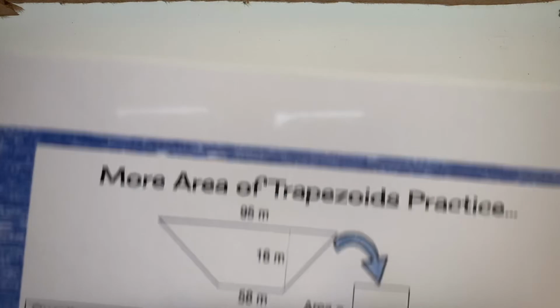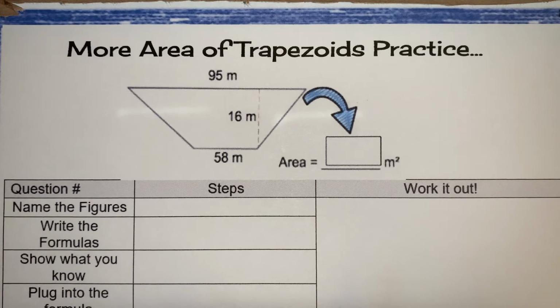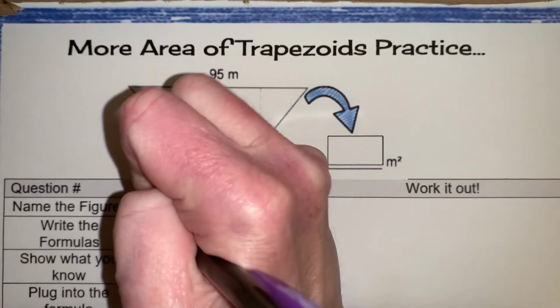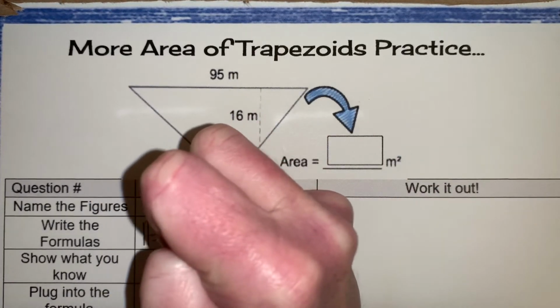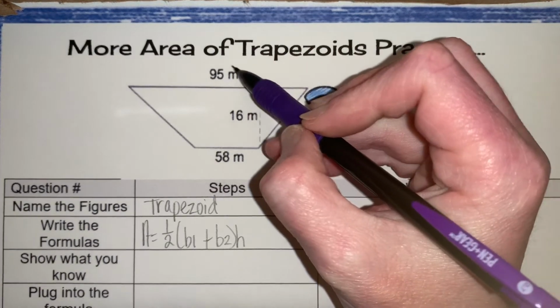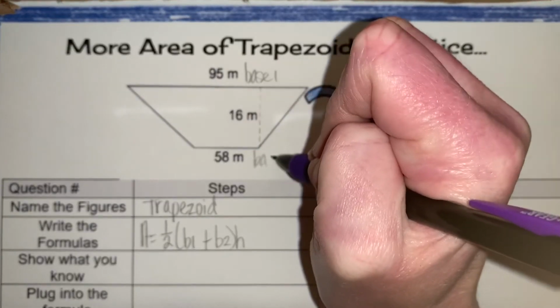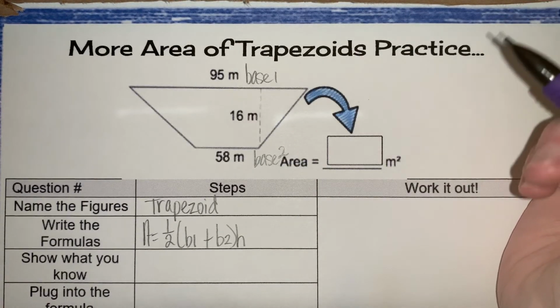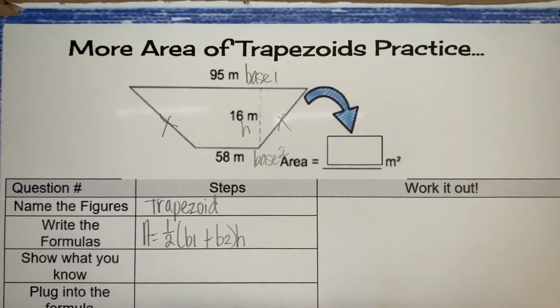All right, let's do another trapezoid. Okay, this time our trapezoid looks like it's upside down. It doesn't matter. You still have the bases that you need and you have the height that you need. Figure is a trapezoid. Formula, half B1 plus B2 times the height. Okay, this time I'm going to say that 95 is base 1 and 58 is base 2. Again, it doesn't matter which one you pick as base 1 and base 2. Inside and the dotted line, that would be the height. Again, you don't need these sides. The slanted sides you don't need. If there are dimensions there, you just ignore them.